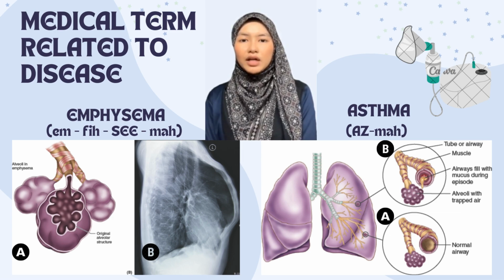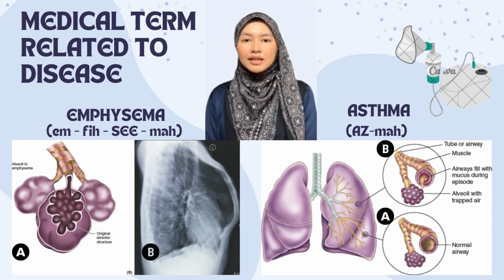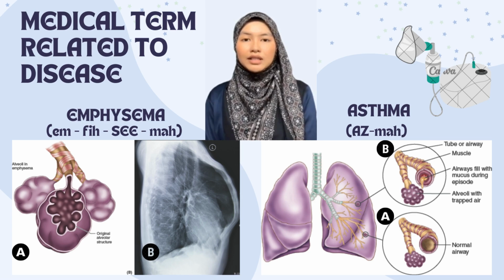As the alveoli are destroyed, breathing becomes increasingly rapid, shallow, and difficult. In an effort to compensate for the loss of capacity, the lungs chronically overinflate, and the ribcage stays partially expanded all the time, resulting in a slightly rounded shape called a barrel chest, as we can see at the lateral X-ray in picture B. Next, we have asthma.